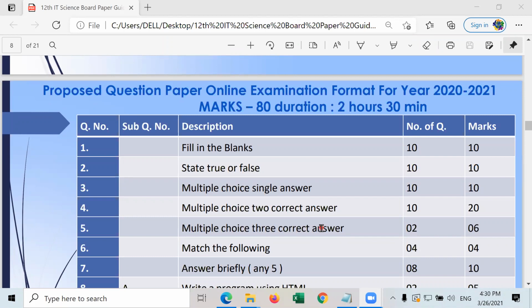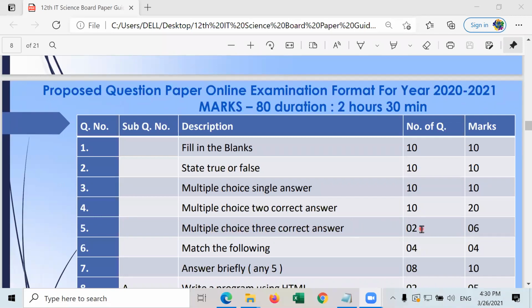And suppose actual answers are ABC. If you select ABC, you will get all 3 marks. Instead of ABC, if you select ABD, you will get 2 marks. If you select ADE, you will get 1 mark. So, this is question number 5. This is a multiple choice question with 3 correct answers.